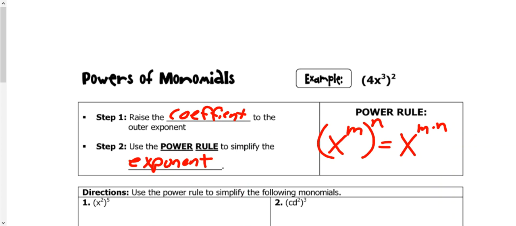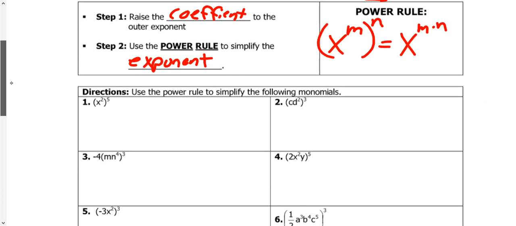So if we apply that to our example right up top here, we want to apply that outer 2 to the coefficient. So 4 squared would give us 16. And then for the x, we have the 3 times the 2 following the power rule, so that would give us x to the 6th power. So let's look at a few more examples down below. For number 1, we have the quantity x squared to the 5th power. So we multiply those exponents, 2 times 5, that gives us x to the 10th.